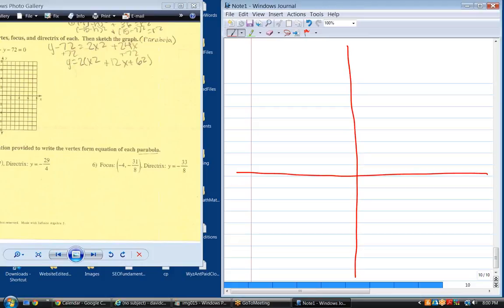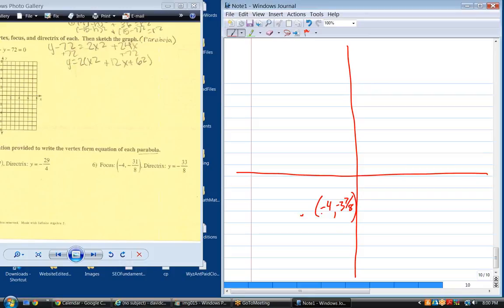Let's put the focus on there first. Minus 4, minus 3 7/8. So that is right there. Minus 4, minus 3 7/8.